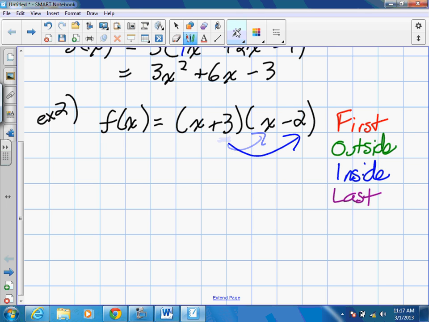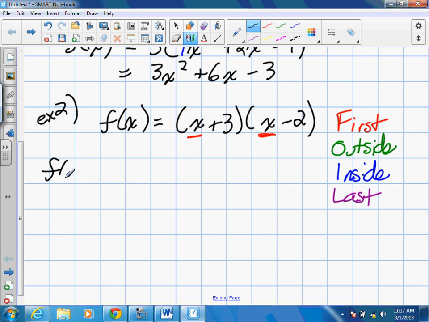When we talk about first, we're talking about the first term in each bracket. So we're going to be multiplying those 2 first terms. We get f of x is equal to, what is x times x? X squared. Good. The outside terms: we're looking at the very first term and the very last term in these 2 brackets. What is it? Negative 2x. All right, so we get negative 2x when we multiply those 2 terms.